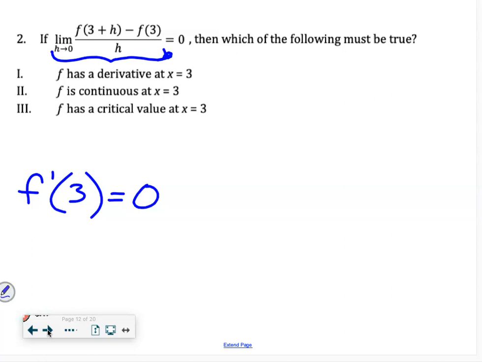So what is the statement saying? It's saying f prime of 3 is 0. So does f have a derivative at 3? Yes, it's 0. Is f continuous at 3? Yes, guaranteed. Why? Because you can't be differentiable if you're not continuous. That's the first requirement.